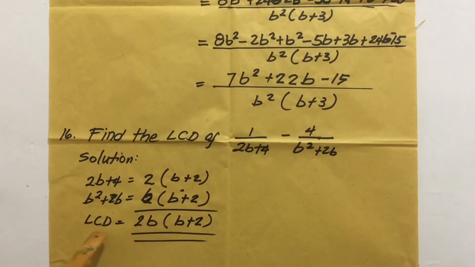Now, our LCD is 2b, so we're going to multiply the 2 and b, we have 2b, b plus 2, then b plus 2, so the same, they are common, so we choose only one to represent our LCD. So therefore, there is our LCD, 2b times b plus 2.